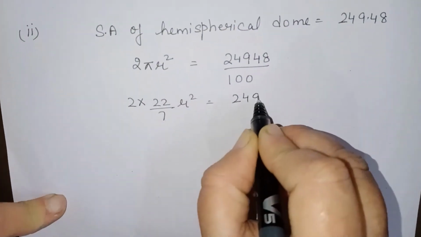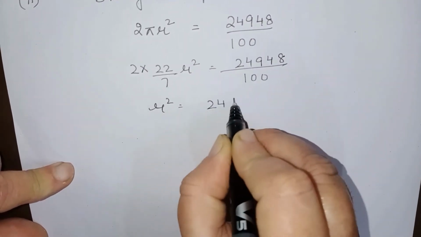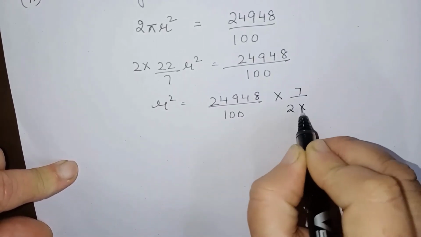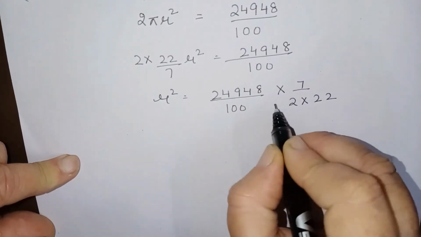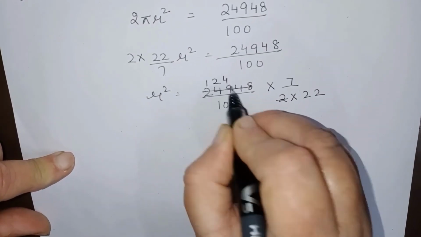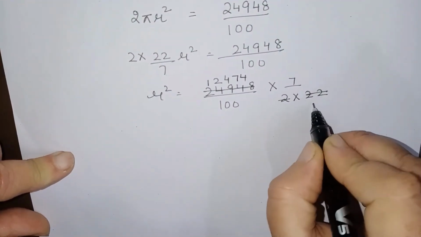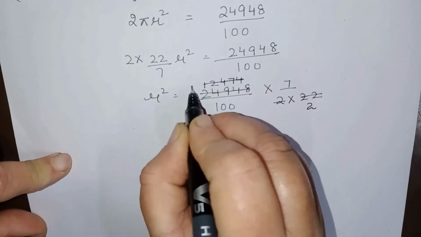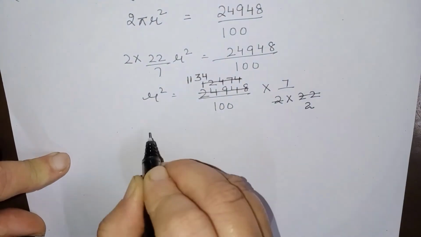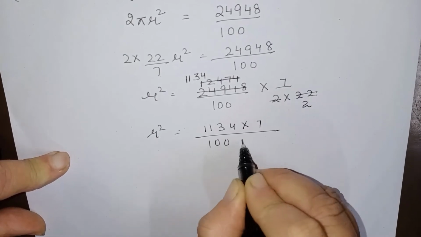Now from here we will calculate the value of r. So it will be like this. r square will be 24948 over 100 into 7 over 2 into 22. So let us solve this. When we divide it by 2, it will be 12474. Now let us divide it by 11. By 11 it is 1134. Now we will get r square as 1134 into 7 over 100 multiplied by 2.